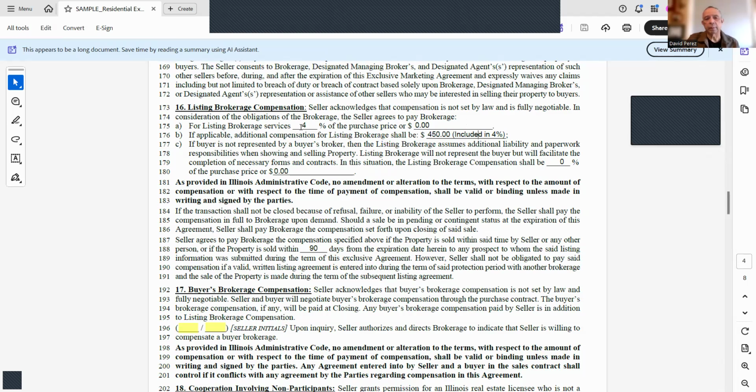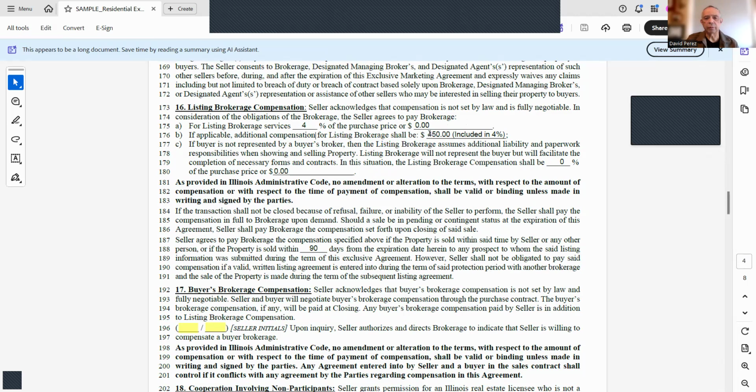I give my all to every client. So, anyways, I don't want to get into that. I'm supposed to be focusing on the document itself. So here, keep an eye on this. This is where you'll know what you're paying in commissions or compensation to the realtor that's working with you.